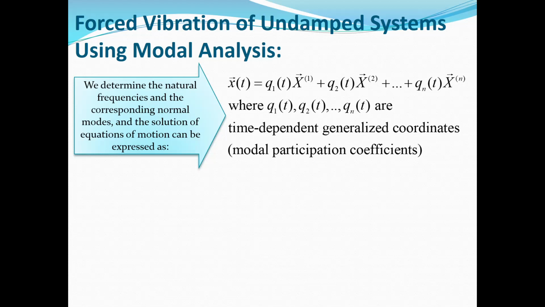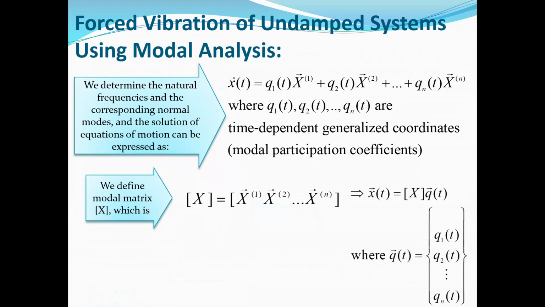We define new time-dependent generalized coordinates, q1 to qn, and they are related to x, or the response. For this purpose, we use the modal mode shapes or modal vectors. So as I told you, we form the modal matrix. The modal matrix consists of the modal vectors or mode shapes. As you can see, the first column is the first mode shape, the second column is the second mode shape, and the nth column is the nth mode shape.